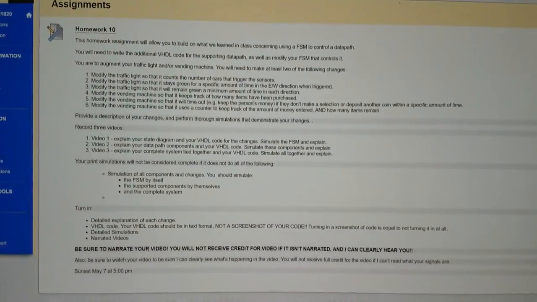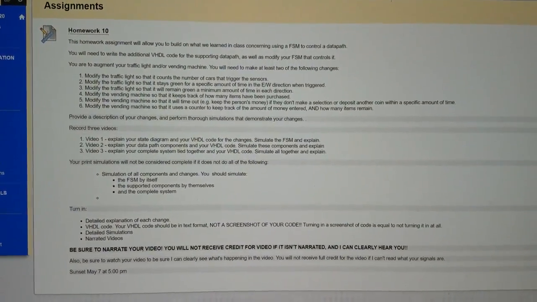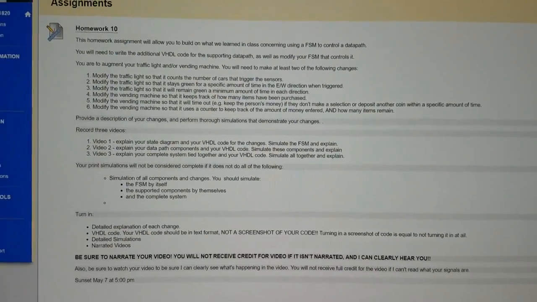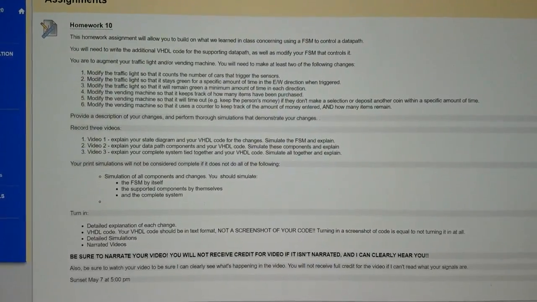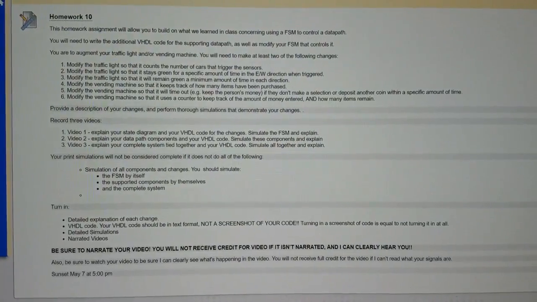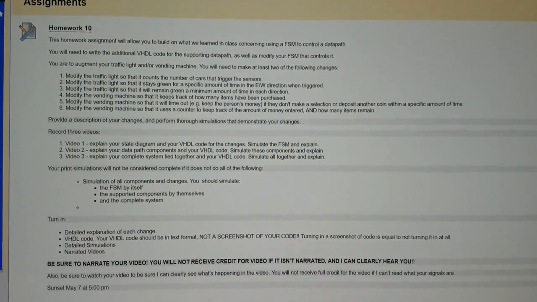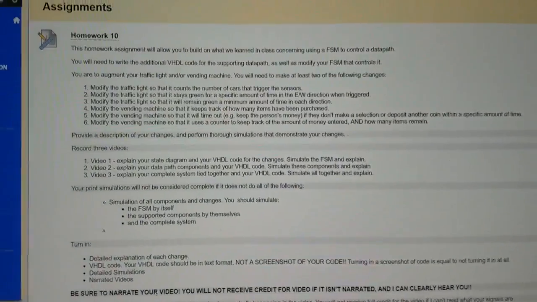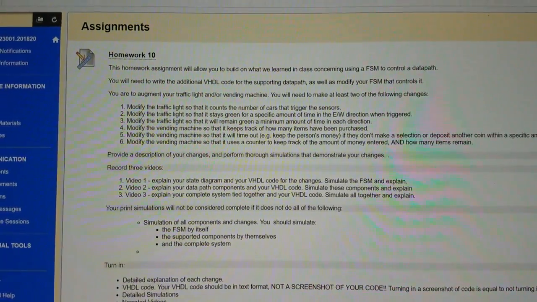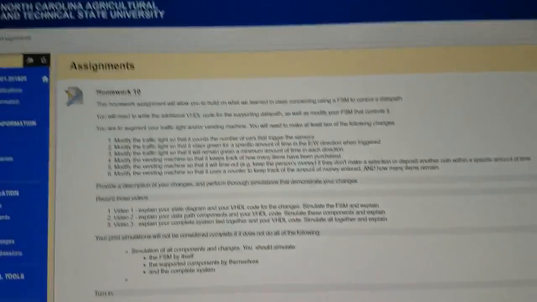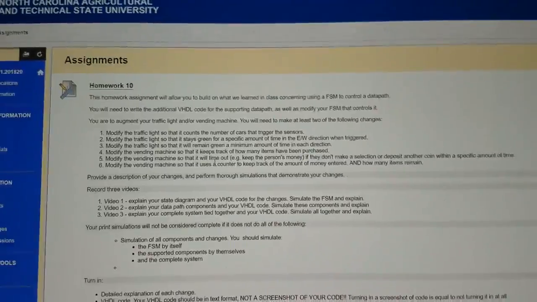Okay, so for the second part of homework 10, we are modifying the traffic light so it counts the number of cars that trigger the sensors. So I select option 1. Again, I was trying to do the timer, which is option 5, but that didn't really fall through as well. So I went ahead and switched over to the traffic light and went with option 1, which is just counting the cars that pass through, which are only the ones that are triggering the sensor.